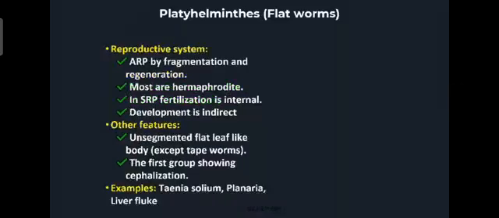Next, that is reproductive system. So here you will find asexual reproduction by fragmentation and regeneration. Fragmentation means what? If you cut the animals into fragments, for example planaria, each fragment will develop into the new animal. And regeneration means for example tapeworm, if the large segments are cut down and lost, then that lost part will again regenerate. That is called as power of regeneration. So these are the types of asexual reproduction.